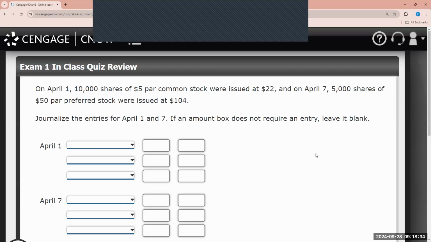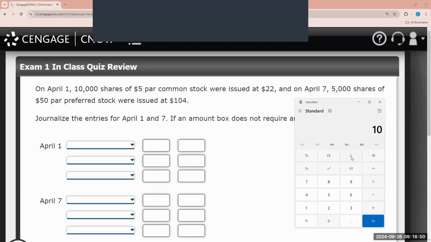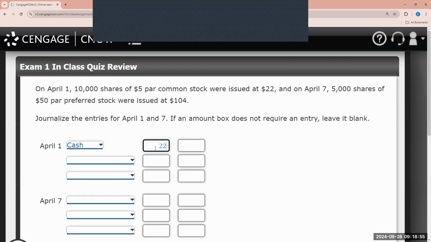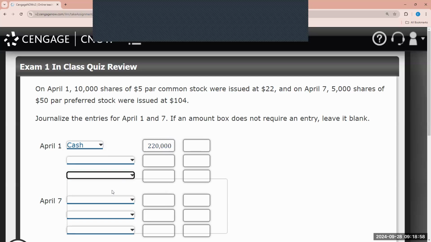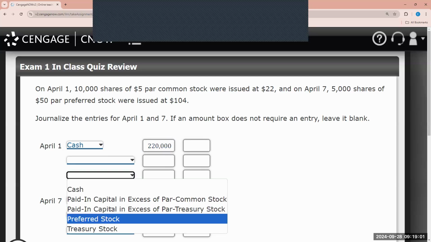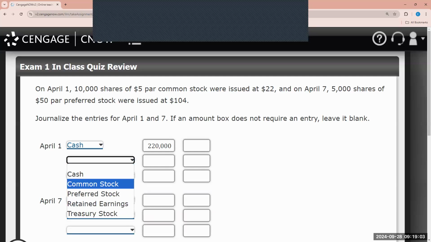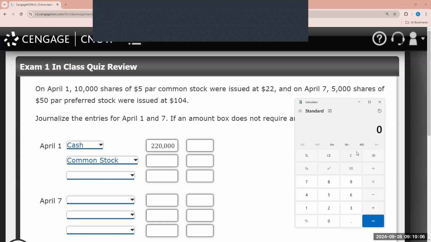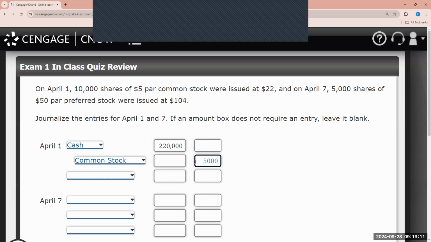All right, next is asking us to journalize the entries for April 1st and April 7th. On April 10th, 10,000 shares of $5 par common stock were issued at $22 per share. So we'll get our calculator. 10,000 shares were issued for $22 per share. They received cash of $220,000. And we know that our common stock is valued at $5 per share. So 10,000 multiplied by $5, which is 50,000.